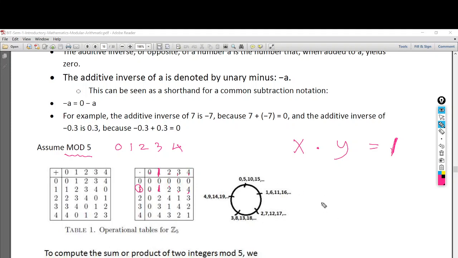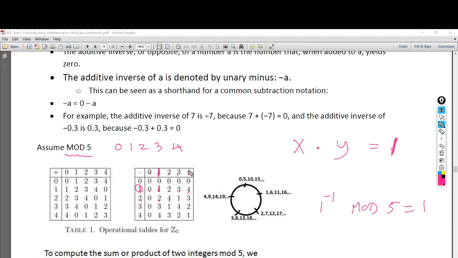So therefore, I can say the inverse of 1 in mod 5 is 1. Now let's take 2. When you multiply 2 by 1, what you get is 2, so the inverse of 2 is not 1. When you multiply 2 by 2, what you get is 4. Therefore, the inverse of 2 is not 2, because you get the inverse when the multiplication results in 1.